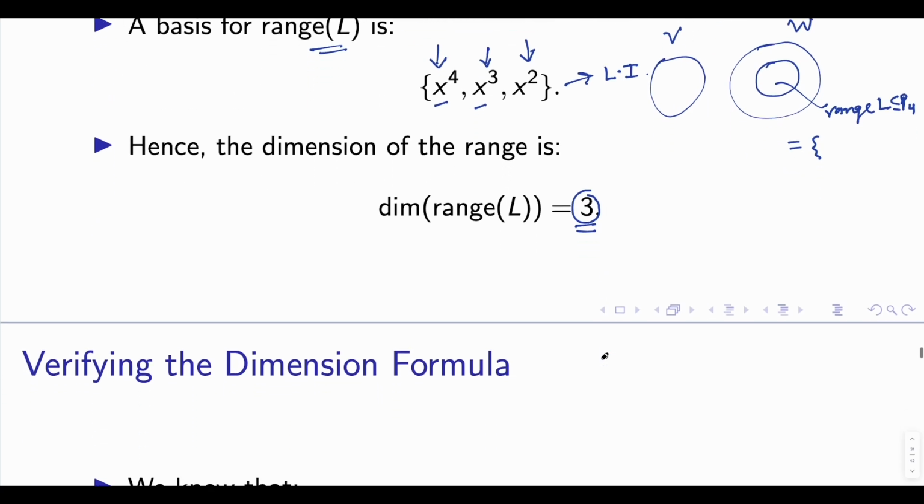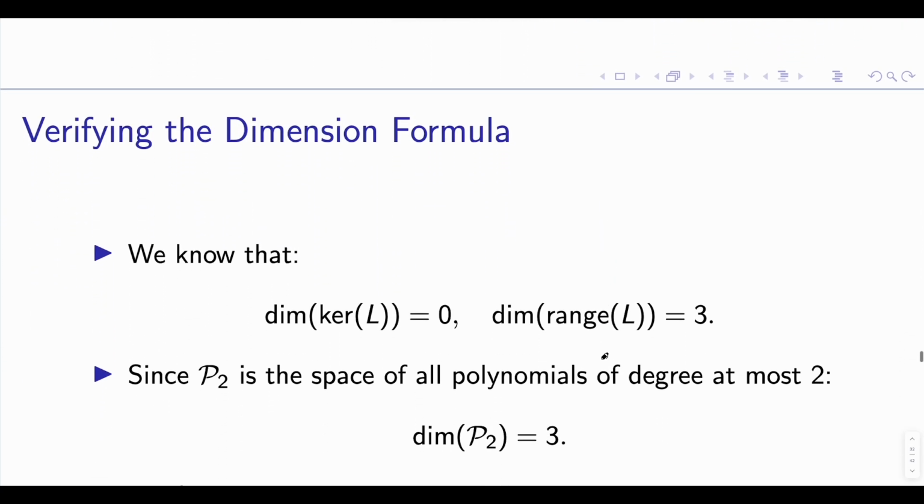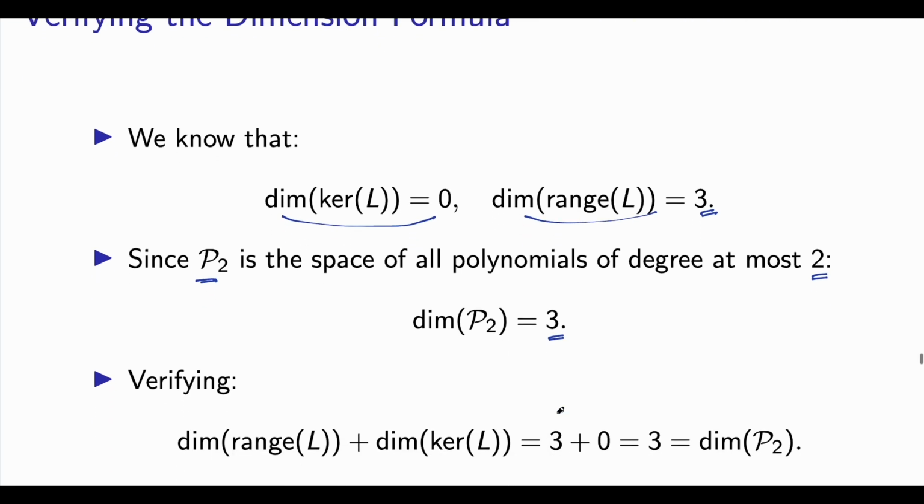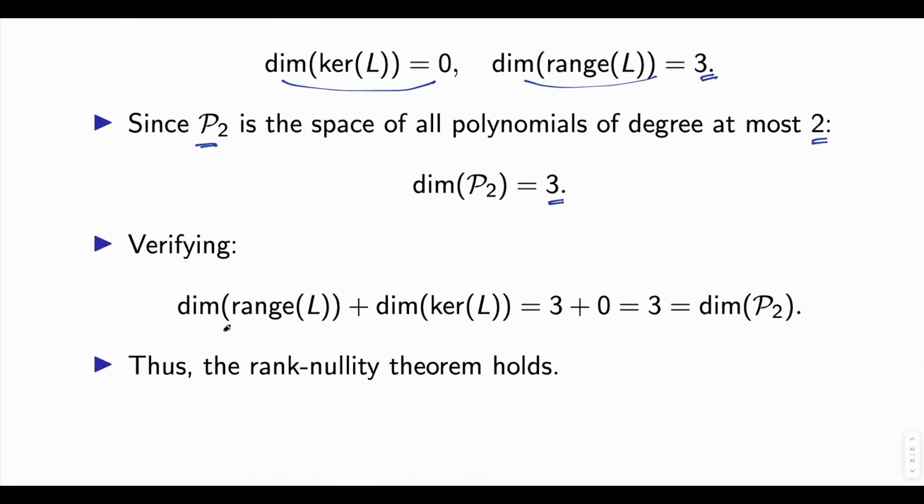Then verify the dimension formula. The dimension of the kernel is equal to 0 and the dimension of the range is equal to 3. Since P2 is the space of all polynomials of degree at most 2, the dimension is 3. So you can say dimension of range plus dimension of kernel equals 3 plus 0 equals 3, which is the dimension of P2. So thus the rank-nullity theorem holds.